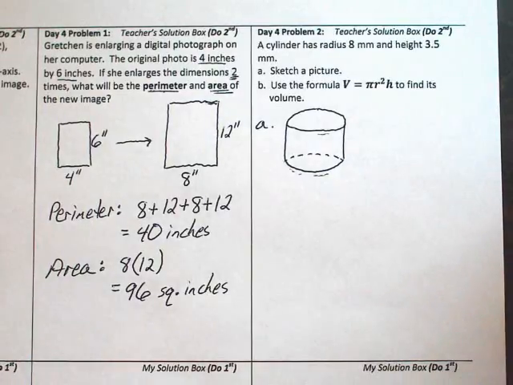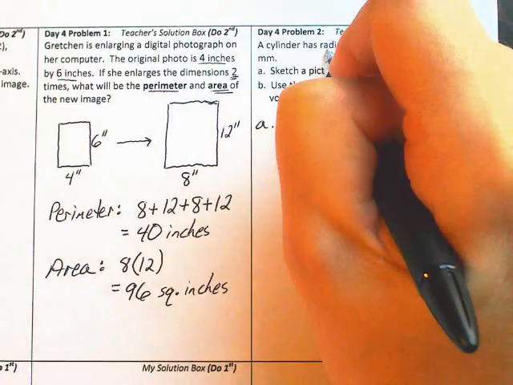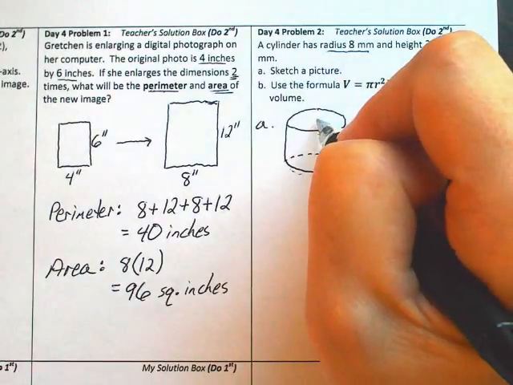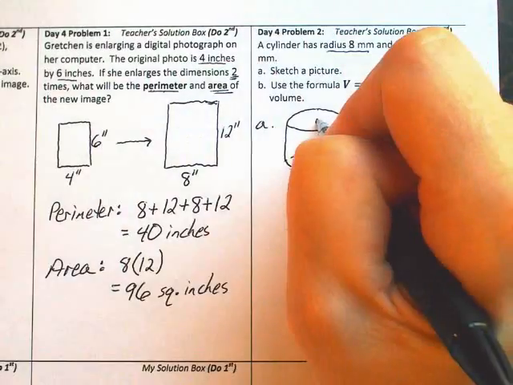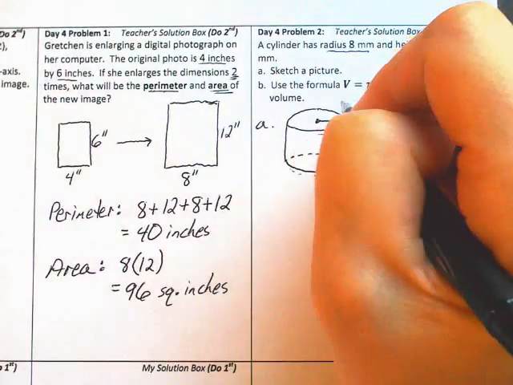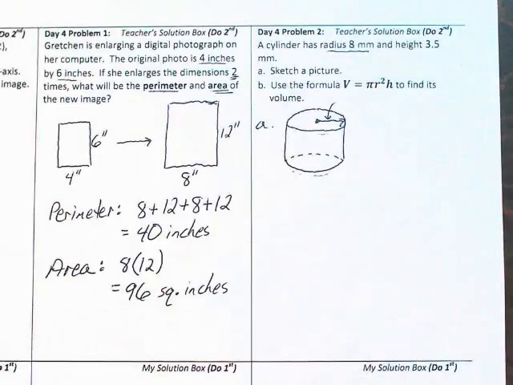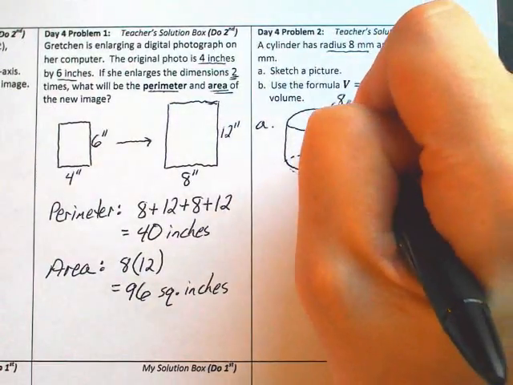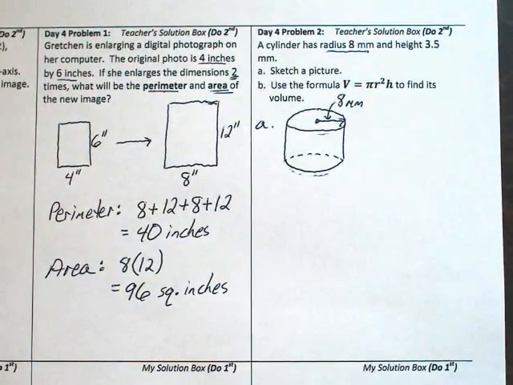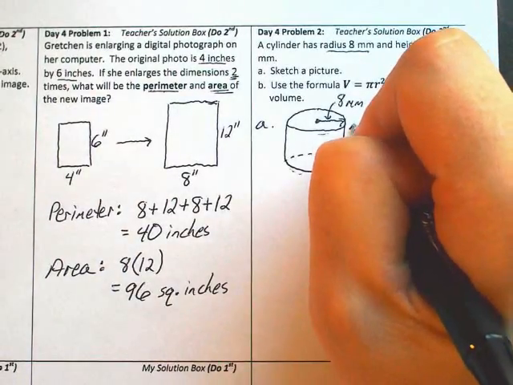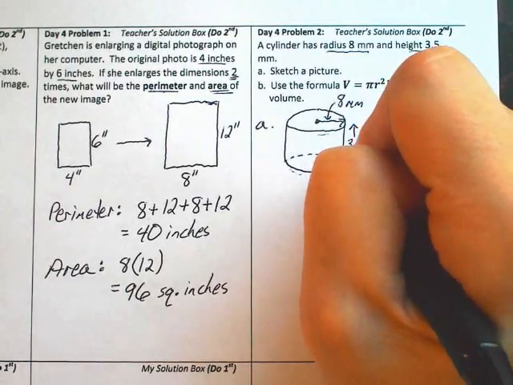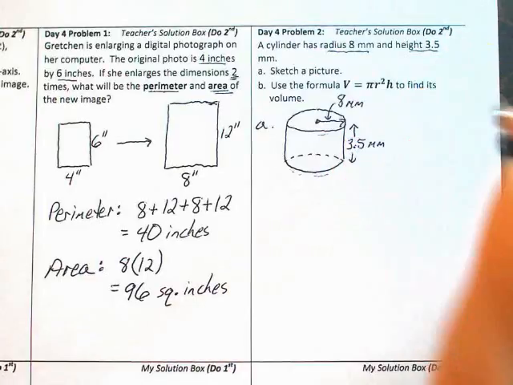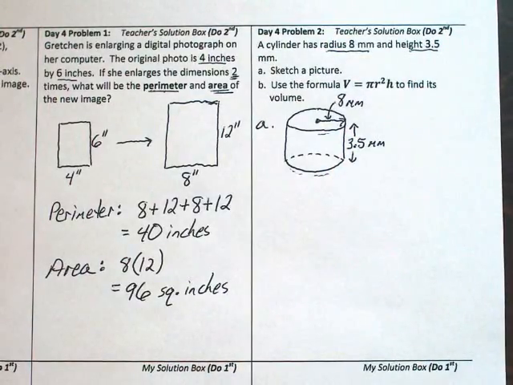Okay. Now we are told that the radius of the cylinder is 8 millimeters, and that is the distance from the center of one of the circles to the edge of the cylinder. So that distance right there is 8 millimeters. And the height of the cylinder is 3.5 millimeters. So from there to there is 3.5 millimeters. Okay. So that is part A, the picture.